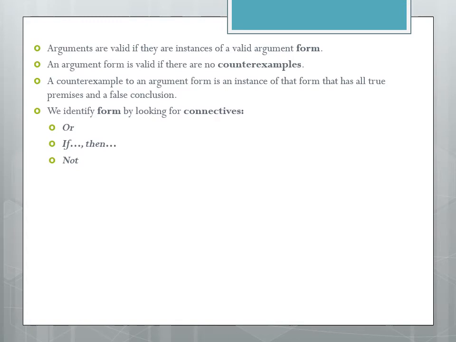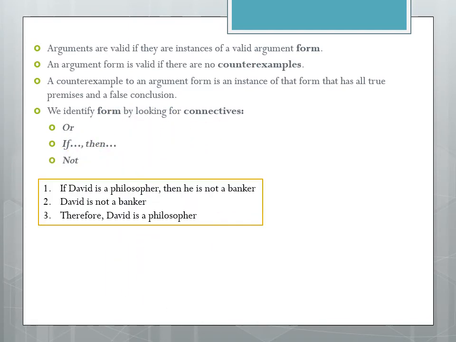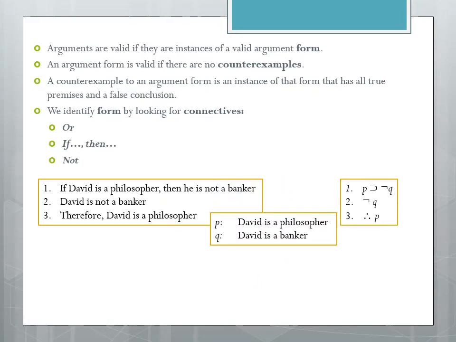So how do we identify the form of an argument? Well, we start by looking for these special terms that we've emphasized earlier in the lecture. Things like or, if then, and not. So let's return to an argument that we've already seen. If David is a philosopher, then he is not a banker. David is not a banker, therefore David is a philosopher. And this was something that we interpreted, or translated I should say, as P horseshoe negation Q, second premise negation Q, and the conclusion was P.